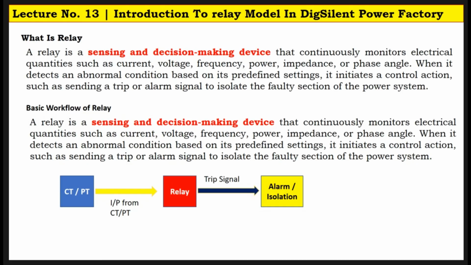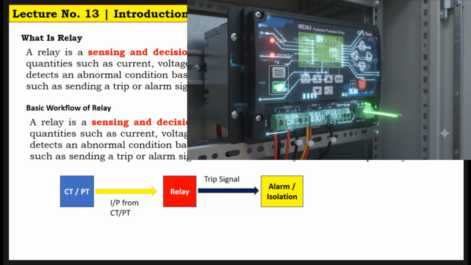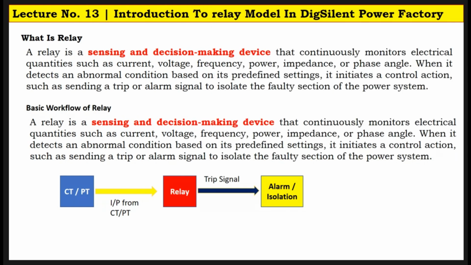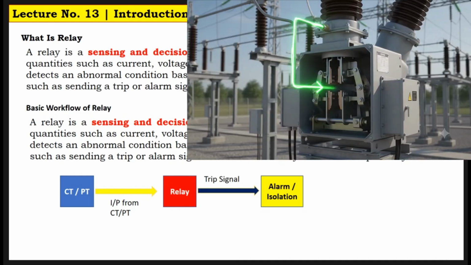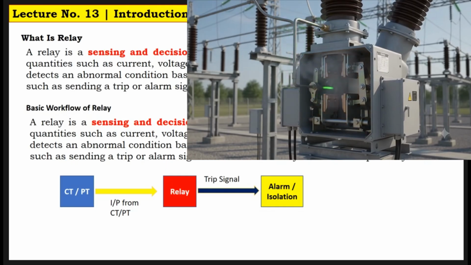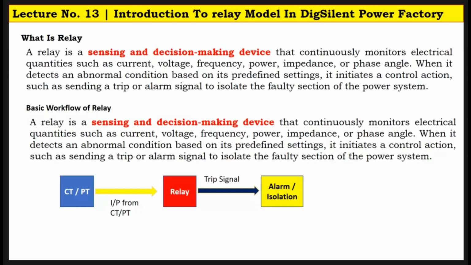But if the condition satisfies the protection criteria, the relay makes a decision that the protection function needs to operate. The relay sends an output command. Depending on the protection function and the protection scheme, this could be a trip command or an alarm command. For example, if it is a trip condition, the relay sends a trip signal to the associated circuit breaker. The circuit breaker then opens its contacts and interrupts the current, thereby isolating the faulty section from the healthy part of the power system.